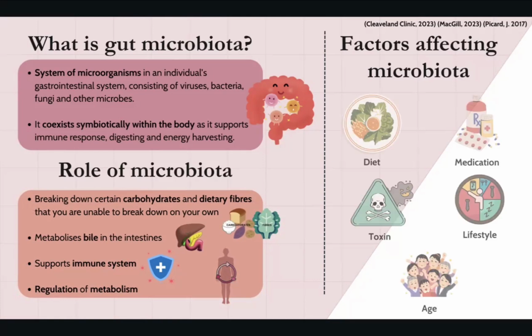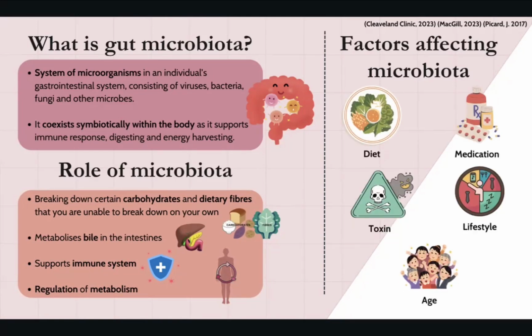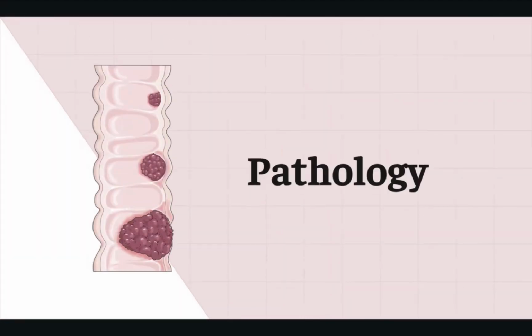Factors affecting microbiota primarily include diet, as highly processed foods can lead to the lining of the human gut thinning. Other factors include medication, toxins, lifestyle, and age. Now, let's move on to pathology.